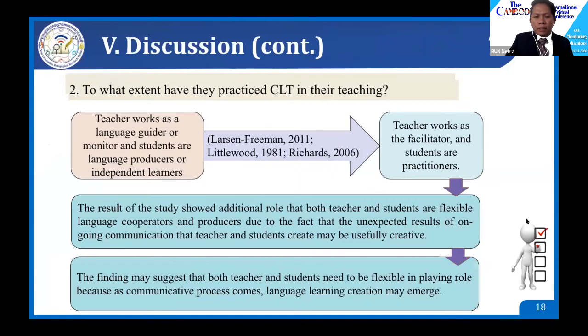Take a look at another finding of communicative language teaching, mainly focusing on the practices of communicative language teaching. In this case, the result revealed that the teacher works as the language guide or monitor, which means the teacher works as the facilitator and the student works as the language practitioner, which reveals similar things to Lessen, Freeman, Littlewood, and Richards. So the result reveals additional roles that teachers and students play in this case, to promote each other, to cooperate with each other, to produce one particular thing, to improve their communicative language teaching as well as communicative competence.